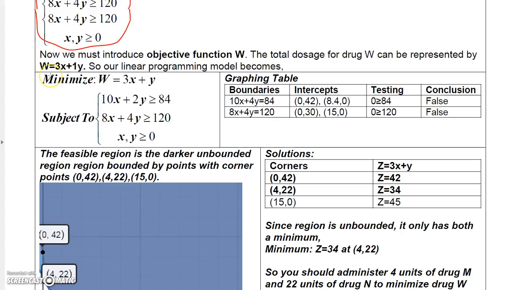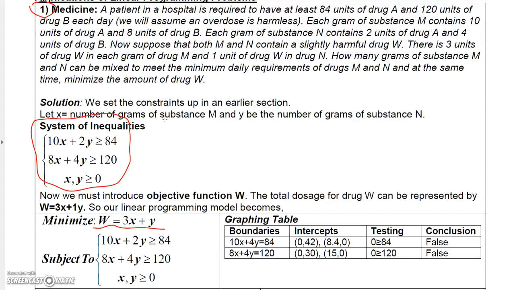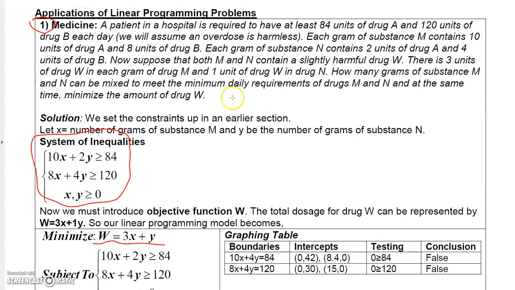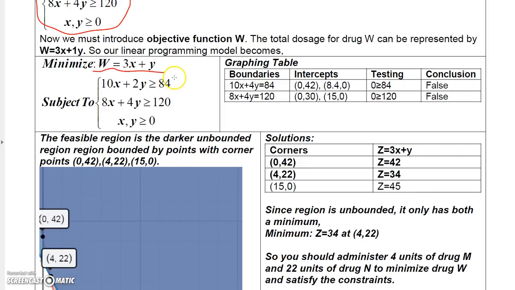Well, maybe we didn't graph it, but what I want to do is minimize this function 3x plus y. I'm calling it W, just for the amount of drug. You could use any letter you wanted instead of W, but I'm not sure why I used W. But W is 3x plus y. Now, I'm just going to gloss over the graphing part.